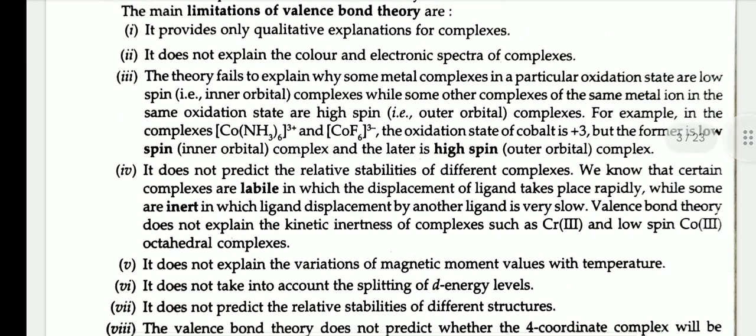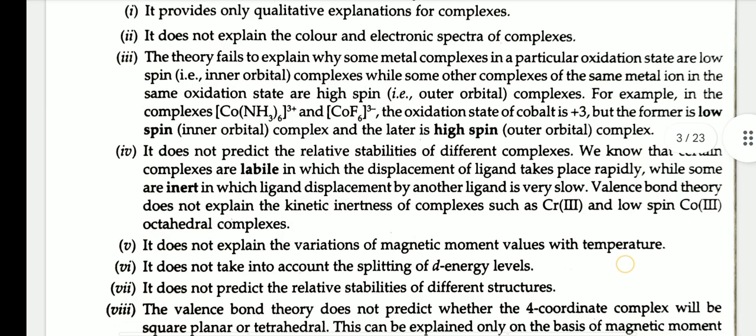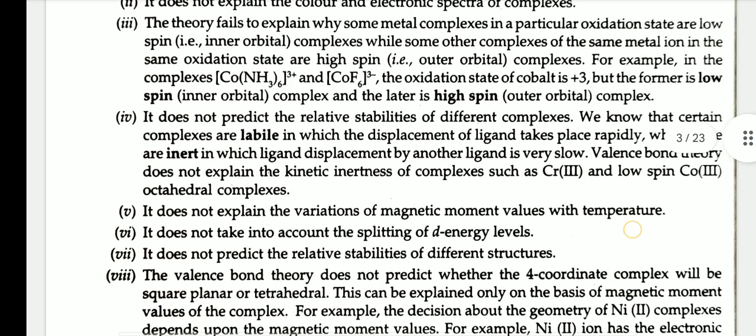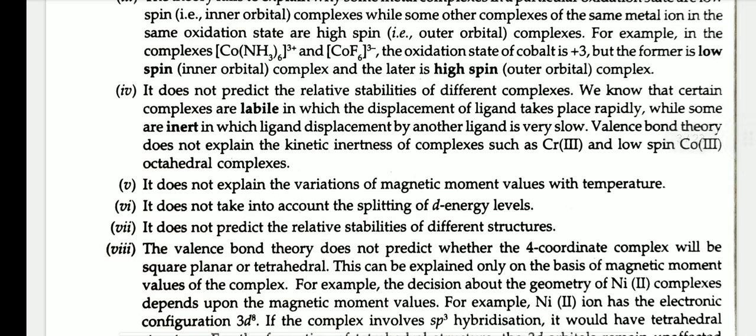We know that certain complexes are labile, in which the displacement of ligands takes place rapidly, while some are inert, in which a ligand displaced by another ligand is very slow. Valence bond theory does not explain the kinetic inertness of complexes such as chromium(III) and low spin cobalt(III) octahedral complexes. It does not explain the variation of magnetic moment values with temperature.